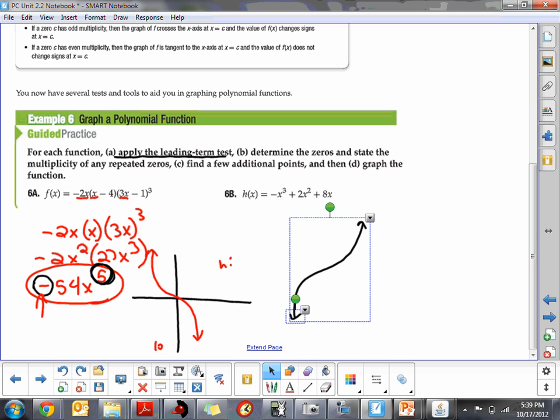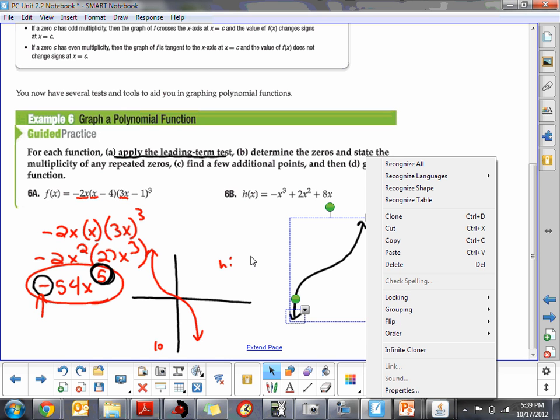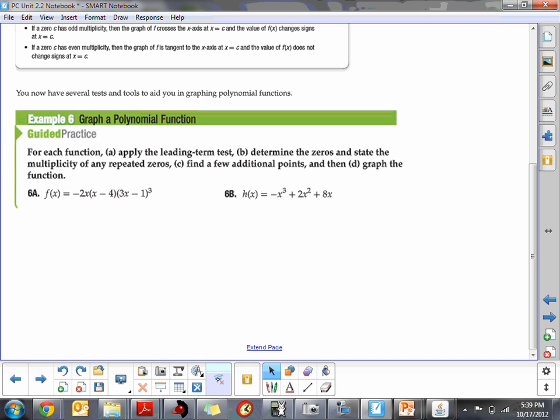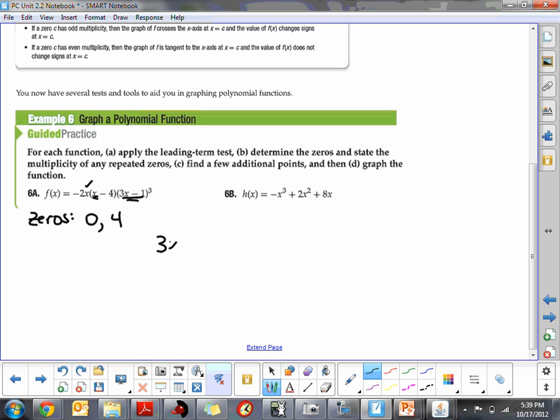So that's one thing. Next thing, they want us to determine the zeros and state multiplicity of any repeated zeros. So clear that off for a second. What are the zeros? Since it's already in factored form, they've been very kind to us by allowing us to just pick off the zeros. And one of the zeros is at 0. The other zero is at 4. And this one might require a little bit more work, because what do I put in for x to create this factor's value of 0?